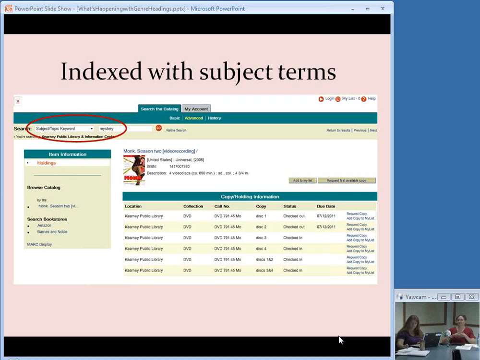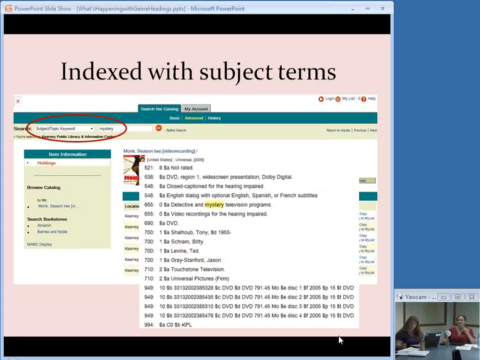So when somebody does a subject search, they're not only looking for items about a topic, they could be looking for items that are a particular topic, like mystery items. Here's another catalog. I did a subject topic keyword search, so it's specifically searching the subject fields for mystery. And I came up with a video recording of the TV show Monk. And in their 655 field, so it's a genre term, it has detective and mystery television programs. So even though I searched the subject index, they've set it up so that their 655 field is included in this index, so that when somebody searches for mystery in subjects, they can also find ones that have mystery in the genre terms.